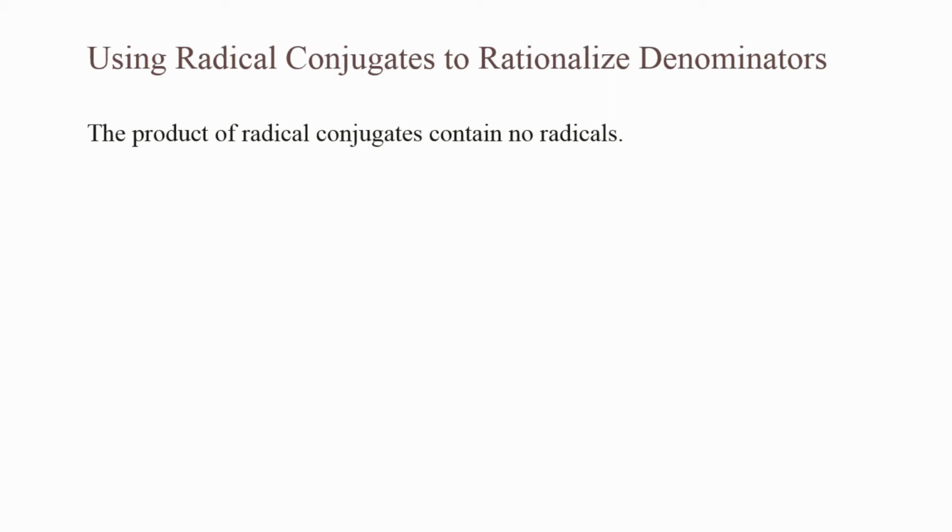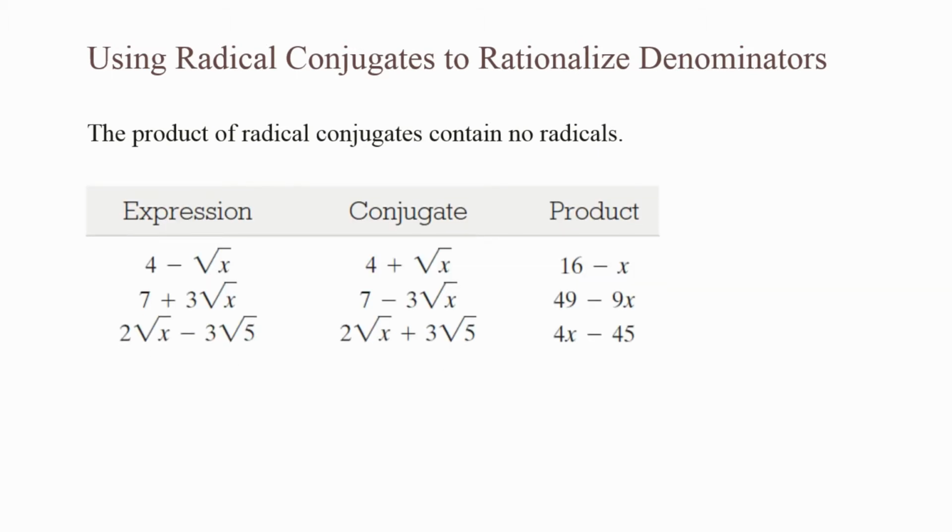Using radical conjugates to rationalize denominators. The product of radical conjugates contains no radicals. If your expression is 4 minus the square root of x, then the conjugate will be 4 plus the square root of x, and our product will be 16 minus x. When you're dealing with an expression and its conjugate, the terms will be the same, but if the expression has a minus sign, then the conjugate must have a plus sign.